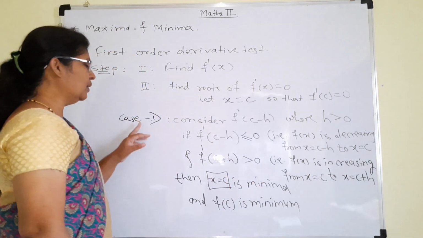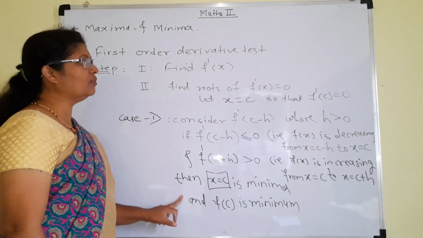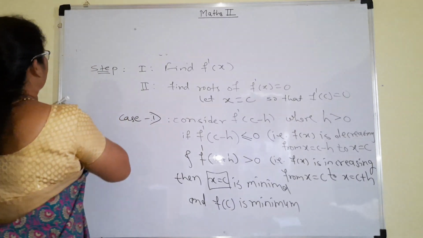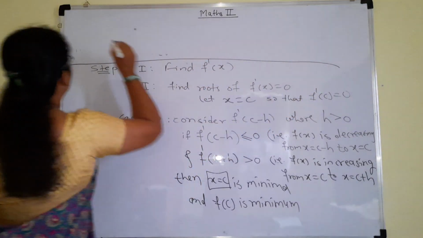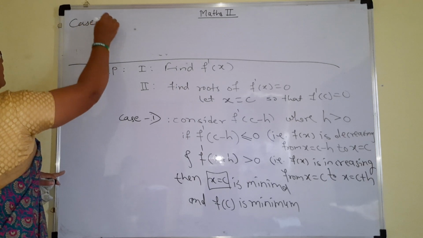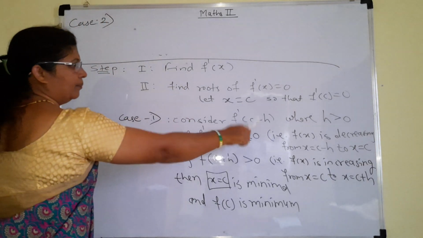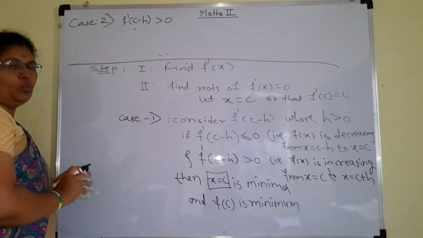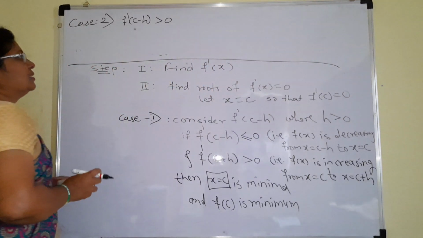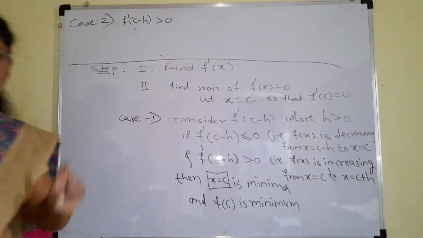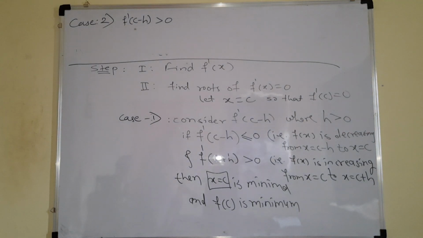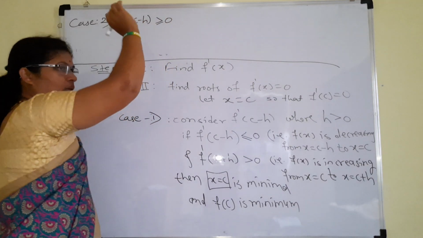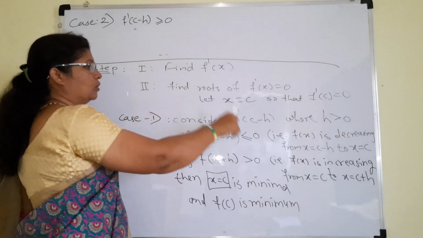In the same way we will consider the second case. I will write here, case second. What will happen? In the same way, f dash of c minus h is greater than 0. What does it mean? f dash of c minus h is greater than 0. Can you see this part of the board? Yes, you can see. Okay, f dash of c minus h is greater than 0, or you may consider it greater than or equal to 0 also.